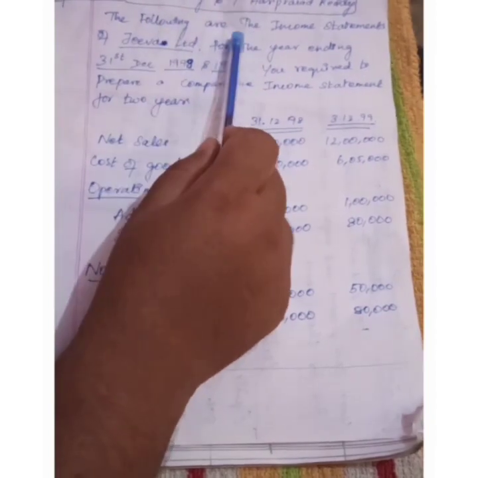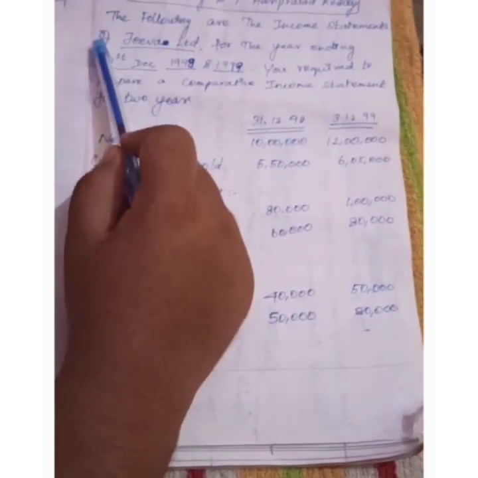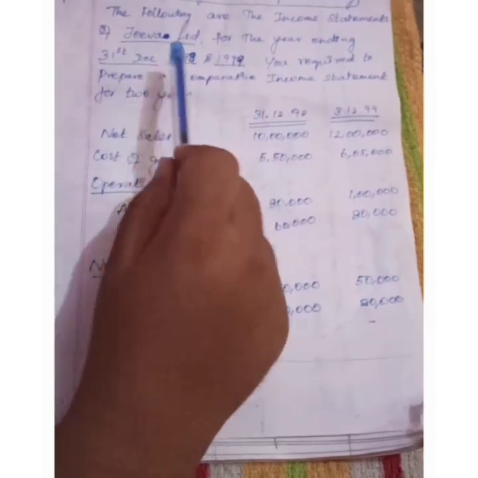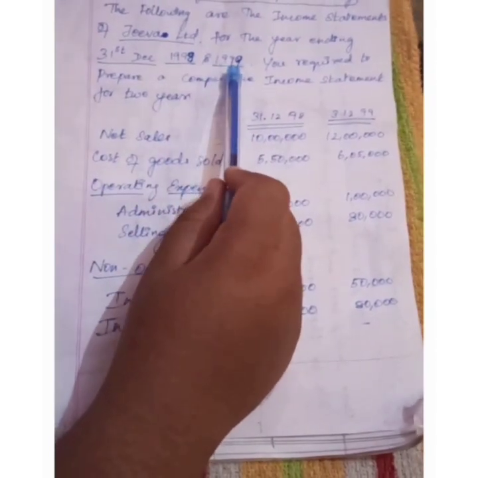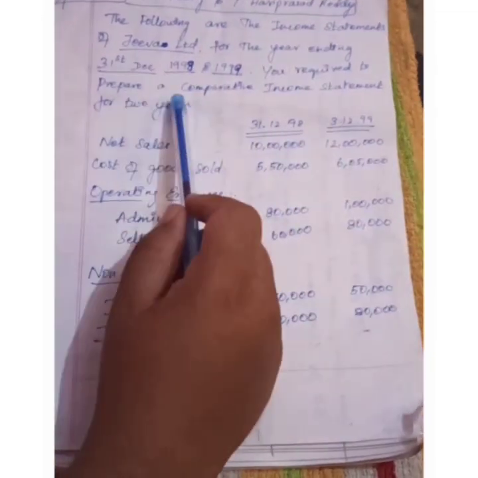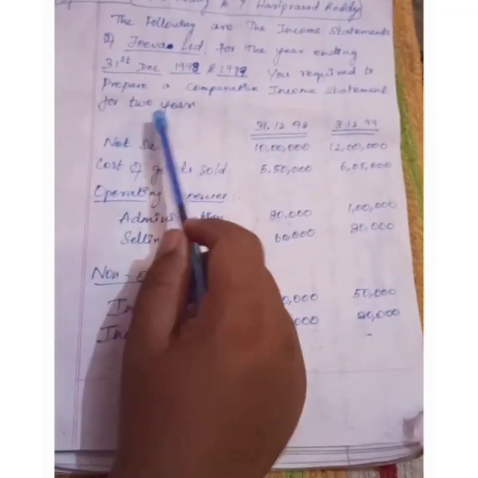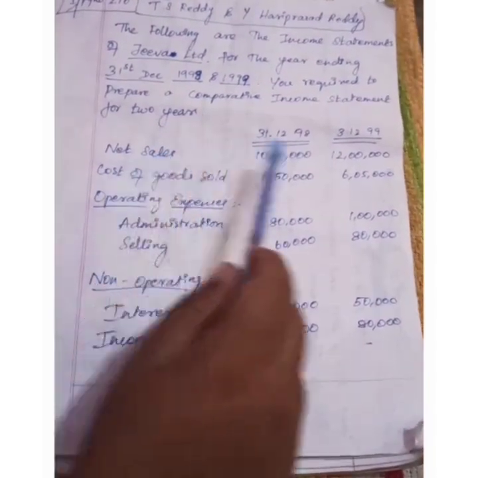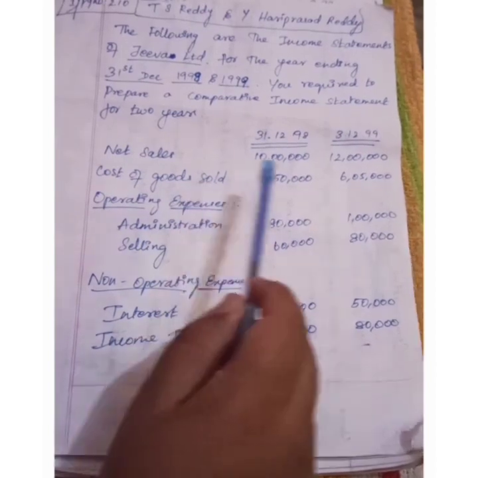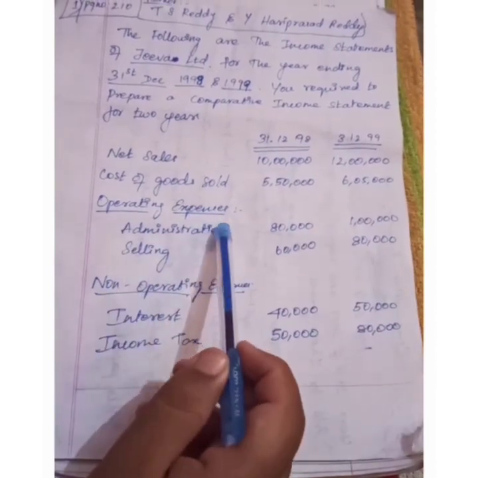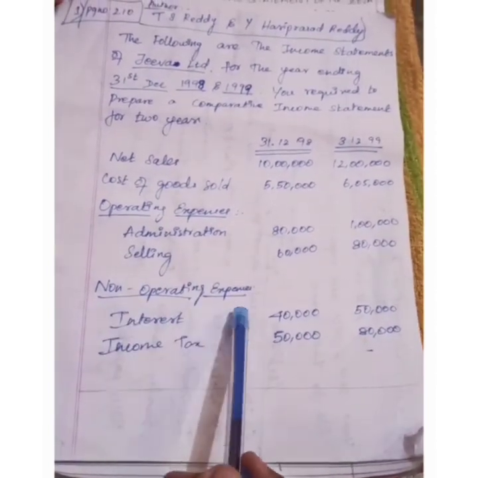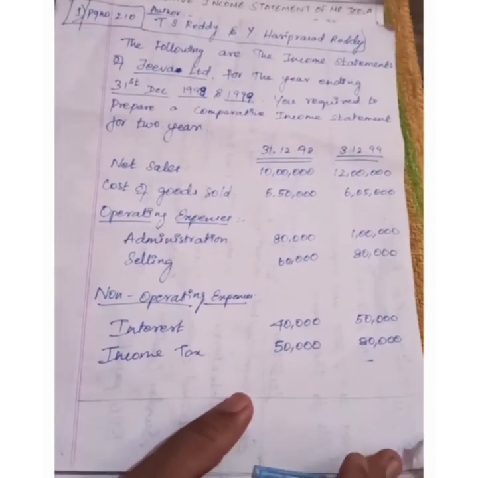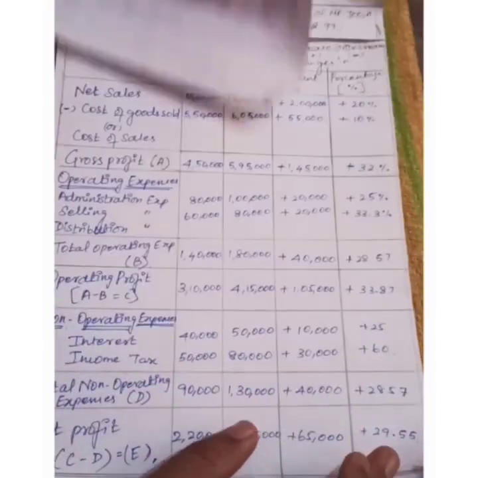The following are the income statements of Jiva Limited for the year ending 31st December 1998 and 1999. You are required to prepare a comparative income statement for the 2 years. The following items are there: net sales for the 2 years, cost of goods sold, the operating expenses, and non-operating expenses are also given. This is the question. Now to prepare the answer, I have already prepared the answer to explain.